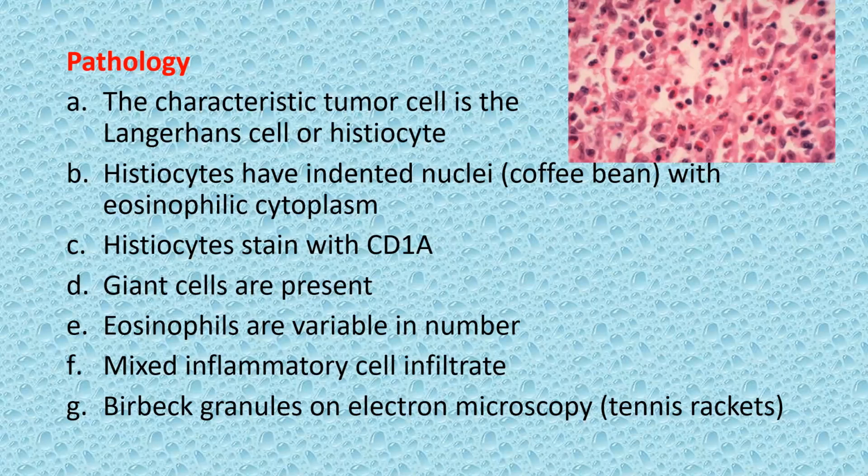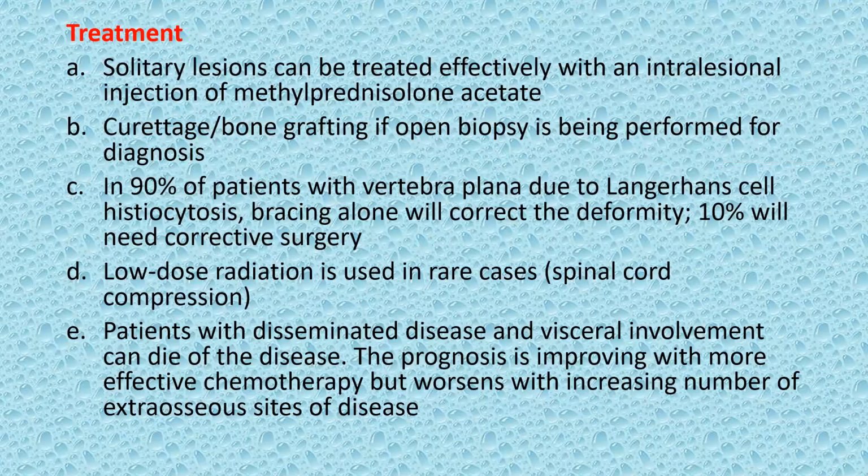Solitary lesions can be treated effectively with an intralesional injection of methylprednisolone acetate, or curettage and bone grafting if an open biopsy is being performed for the diagnosis. In 90% of patients with vertebra plana due to Langerhans cell histiocytosis, bracing alone will correct the deformity without treatment. 10% will need corrective surgery.